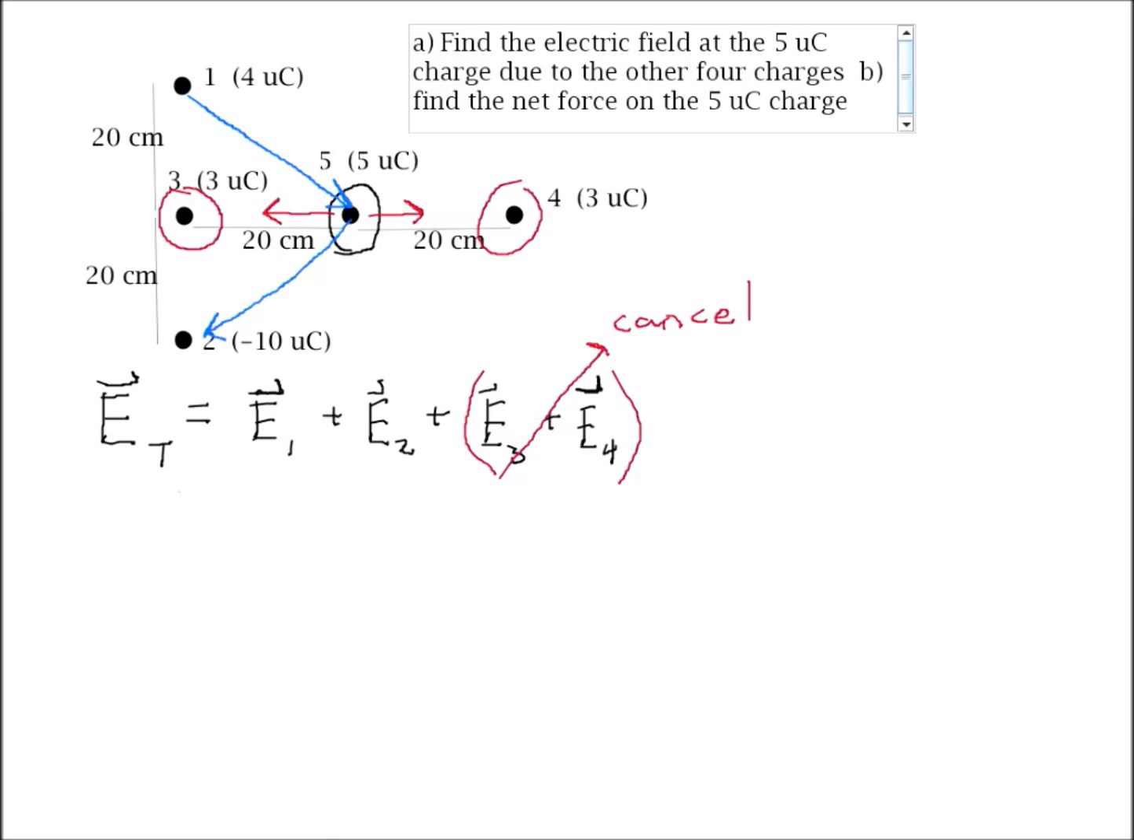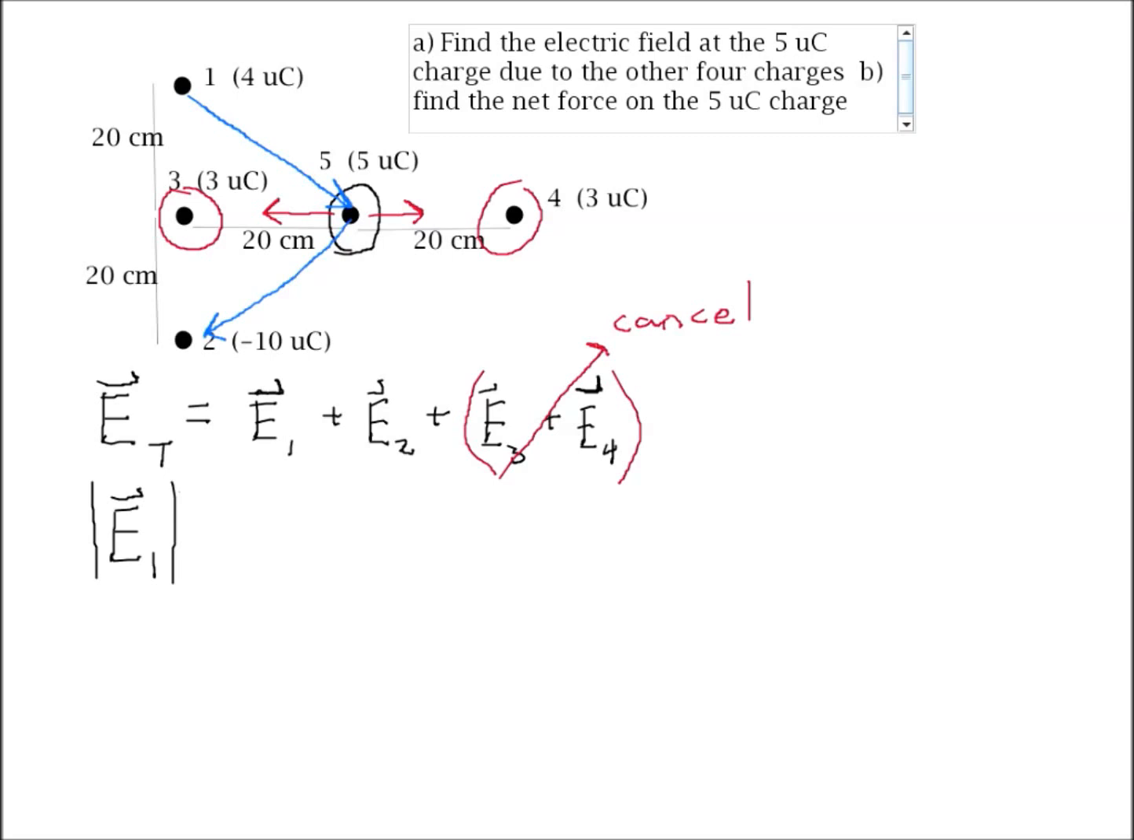So what we need to do is find the electric field due to charge 1 and the electric field due to charge 2 and add them up. And we'll have to add them up as vectors because electric field is a vector. So first, let's find the electric field due to charge 1. We're just going to go with magnitude first. Find the magnitude, and we'll find the direction separately in a moment.